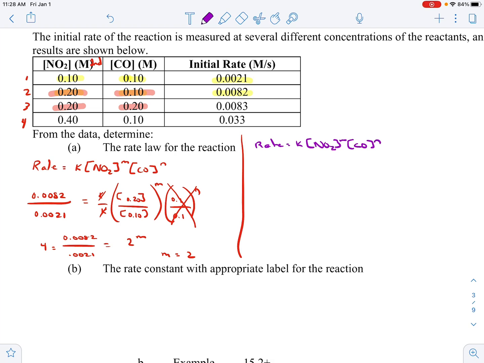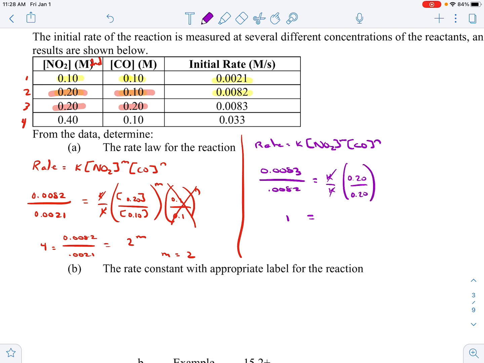Okay, so we're going to do that same thing. We're going to compare 3 over 2. So if we go 3 over 2, we've got 0.0083, one I didn't highlight there, over 0.0082. That looks like 1, right? We'll come back to that. And then we have K over K, so those cancel out. Then we have 0.20 over 0.20.